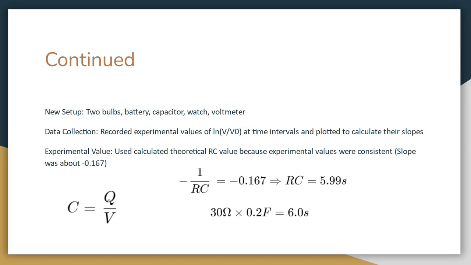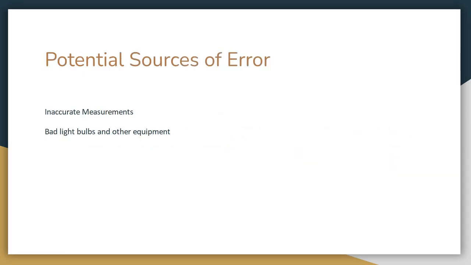It continued in the new setup. We had two bulbs, a battery, a capacitor, a watch, and a voltmeter. Recorded the experimental values of the natural log of V over V naught at the time intervals and plotted to calculate their slopes. And in this, an experimental value was found to be about negative 0.167 slope, which equated to about 6 seconds using the RC formula.